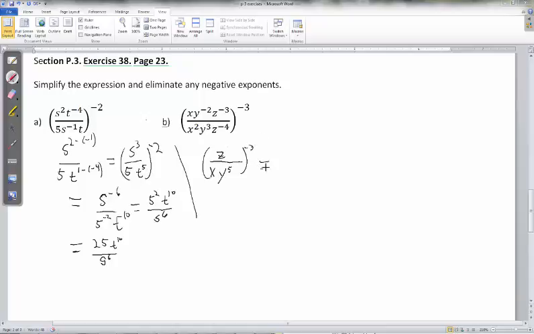Distribute the negative 3 through. Say that 3 times fast. 3 through, 3 through, 3 through. Yeah, I'm already starting to lose the sound by then.